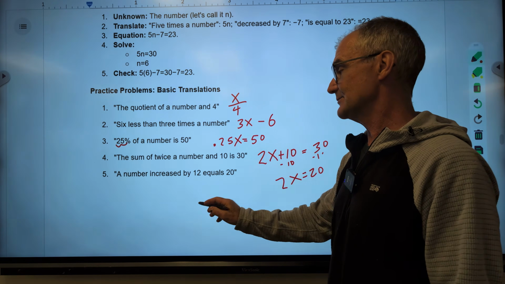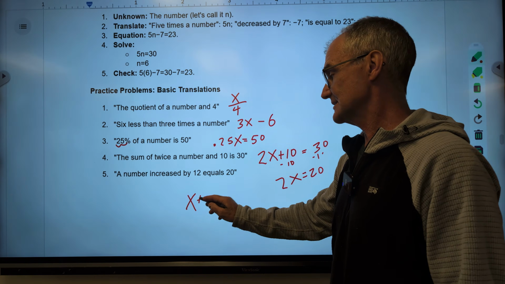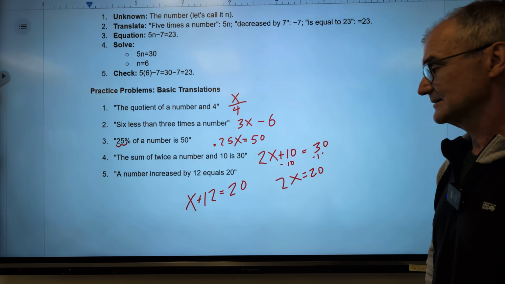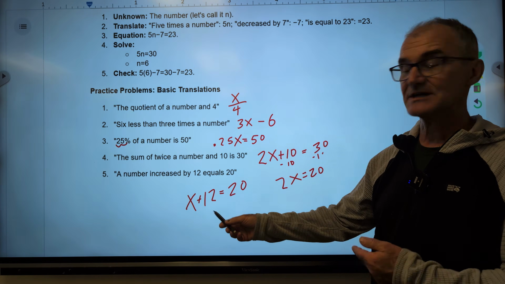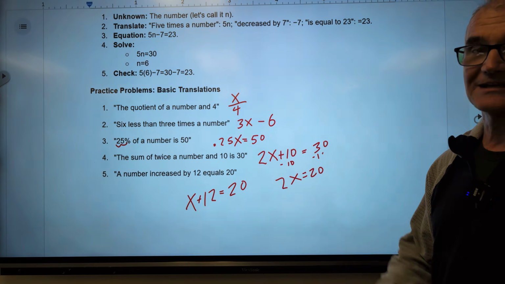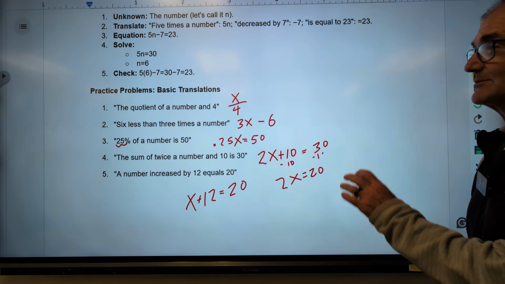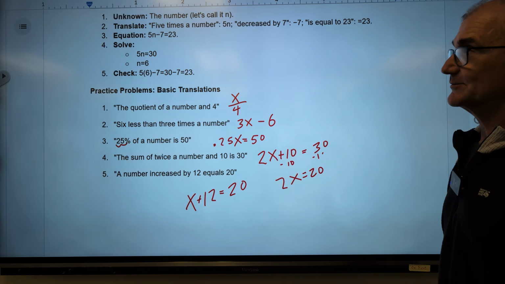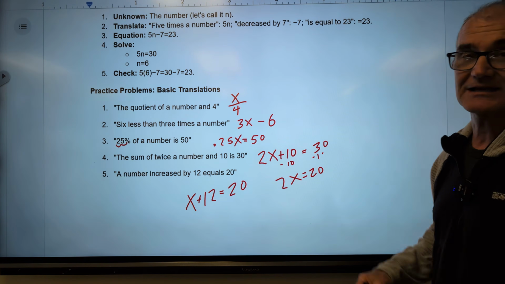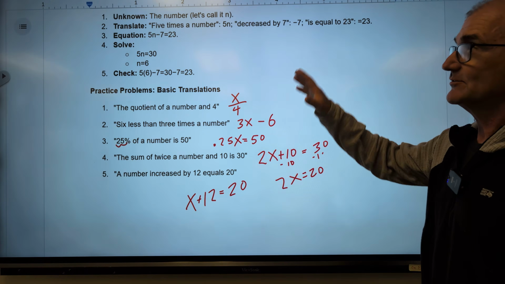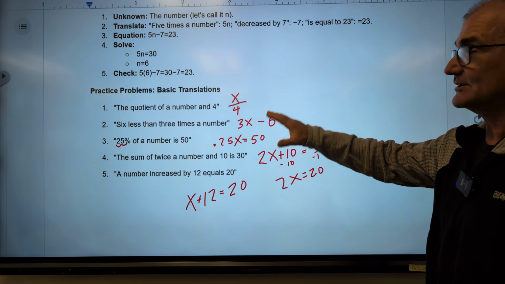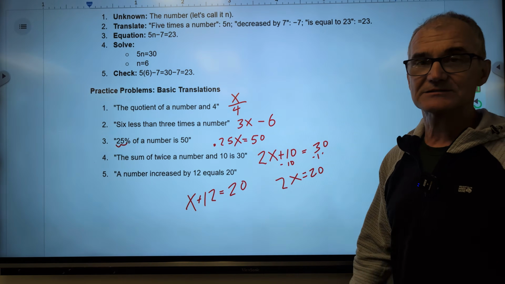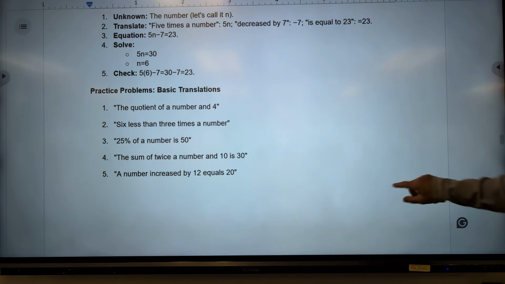Number 5, a number is increased by 12 and is equal to 20. Solving for x, I subtract 12 from both sides. X is equal to 8. They're pretty hard to translate. A lot of people have trouble with word problems more than any other section, usually because it's both reading comprehension and math. But hopefully going through some of these techniques and tricks, you'll be able to convert them into equations and solve those equations. Let's move on from there.